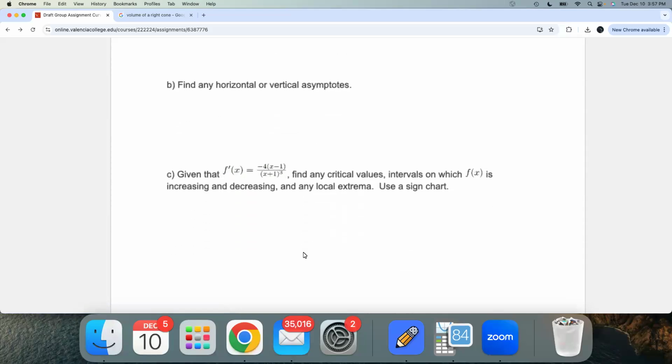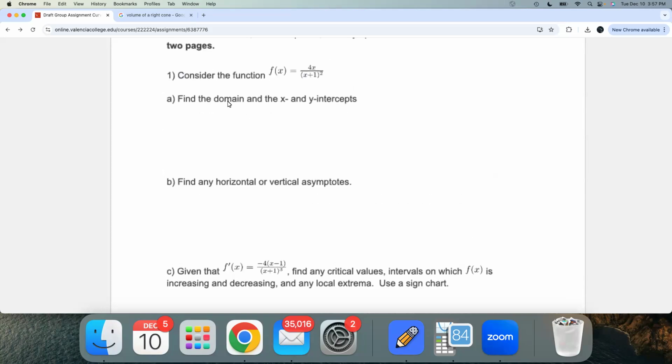Now we're going to find our critical values. Critical values happen when the derivative equals 0 or is undefined. So any place that wasn't in the domain is going to go in my sign chart. Places that are not in the domain, vertical asymptotes, don't turn out to be critical values because there's no value of the function there. They're not critical points, I should say. They're still values that go in our sign chart.